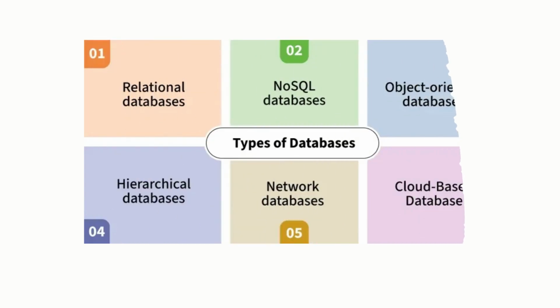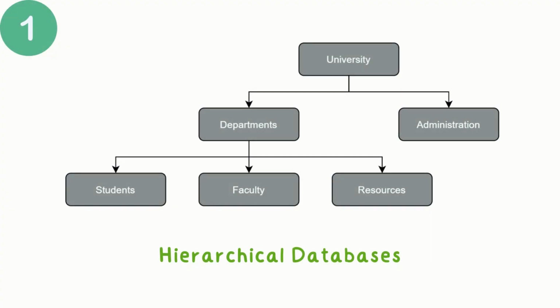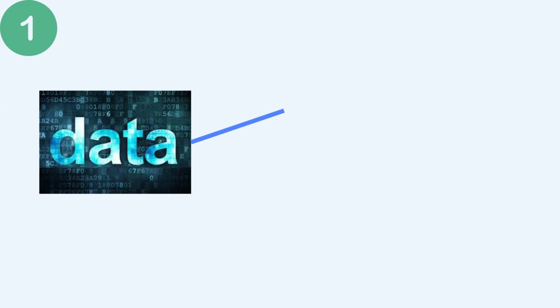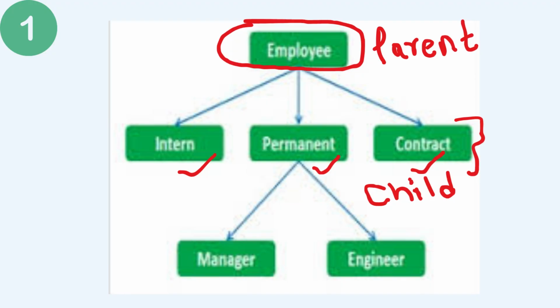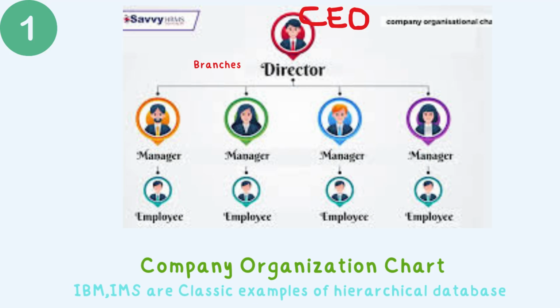Let's talk about types of databases, just so you get what's out there. First up, we have hierarchical databases. These organize data like a tree, where each parent can have many children, but a child only has one parent. It's like a company org chart, with the CEO at the top and branches going down. IBM's IMS is a classic example.